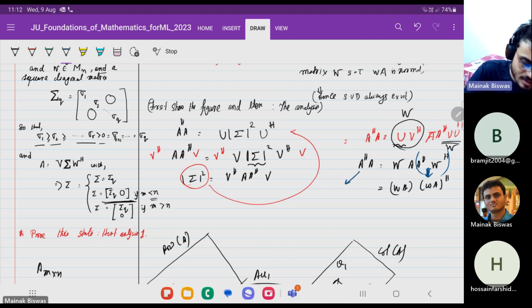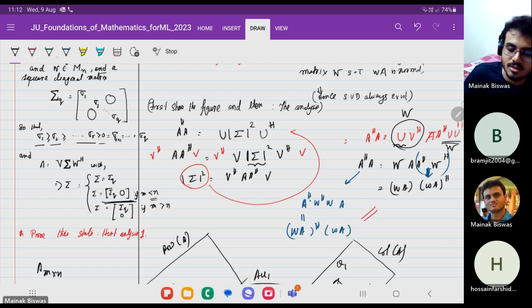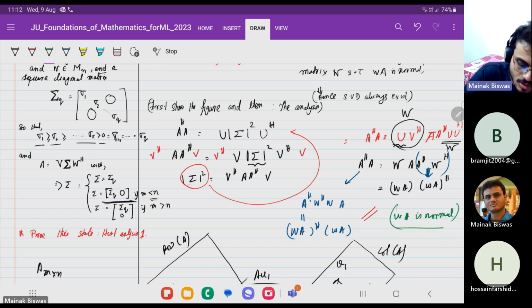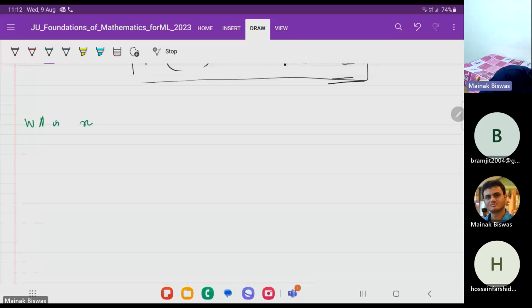What can you write this as? You can write this as A Hermitian W Hermitian W A. What is this? This is equal to WA Hermitian WA. So did you get some insights now? And these two are equal. So what does it mean? That WA is normal, right? Yes. If WA is normal, it means it is unitarily diagonalizable.